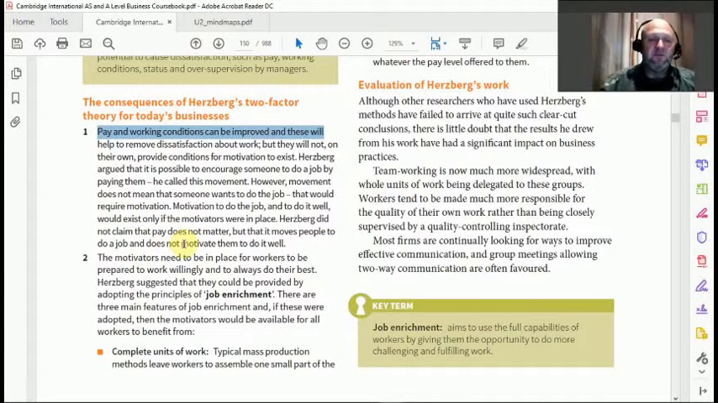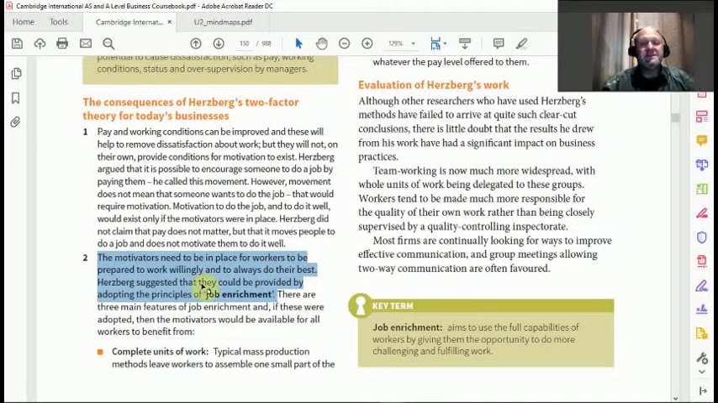So, movement versus motivation. The next important thing, and this is quite an important term, so please pay attention and research it a little bit further. The motivators need to be in place for workers to be prepared to work willingly and to do it to the best of their ability. But he suggested that it could provide a principle of job enrichment. That is where 3 features of job enrichment were adopted, then the workers will be motivated.